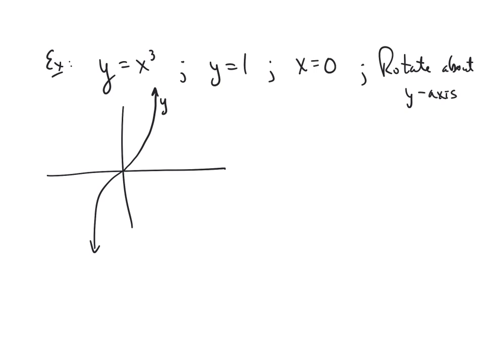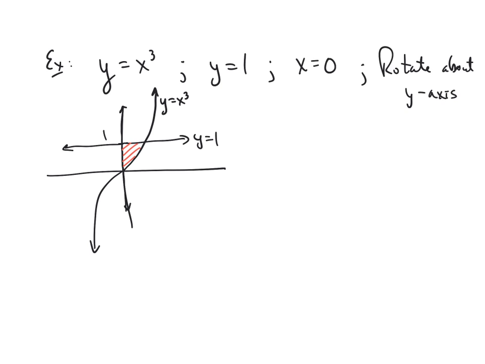So this would be y equals x to the third. Y equals 1 is just a horizontal line through 1. And x equals 0 is just a vertical line through 0. Sorry, that one's a little bit tough to see because it's right on top of the y-axis. So our two-dimensional region, guys, is going to be this one.